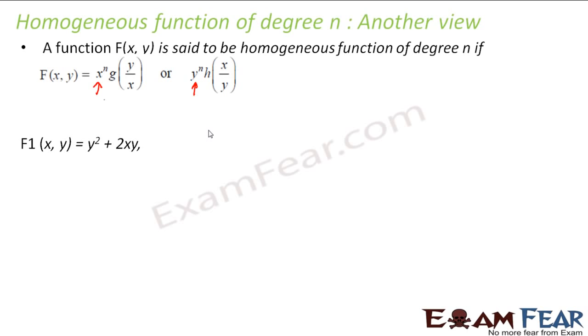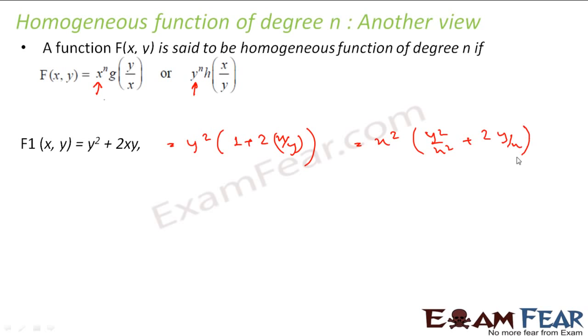For example, the same equation, I can write if you take y square common, right? This becomes 1 plus 2x/y. And this, if you take x square common, becomes y square by x square plus 2y/x. So if you see, this guy is some function in x/y, and this guy is some function g in y/x.